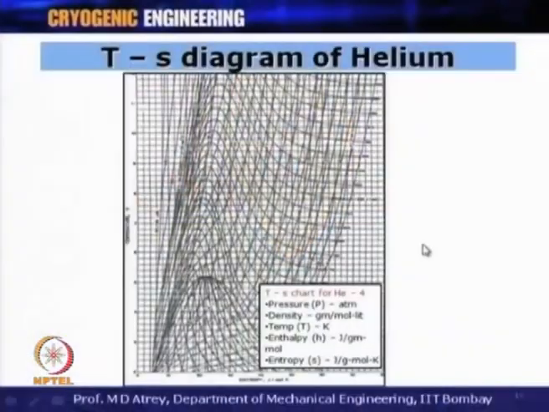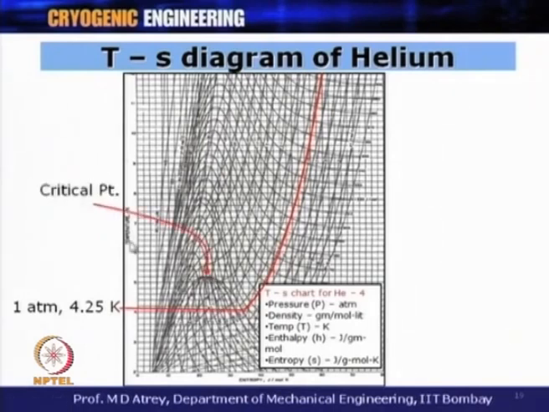Let us see the same properties on a TS diagram for helium. Here you can see the dome, and this is 5 Kelvin, which means that 5.2 is the critical point over here. And what you can see is again the pressure lines, enthalpy lines, and there are density lines also. On the x axis what you have is entropy. This is a 1 bar line. What you see is the boiling point of helium, which is 1 atmosphere and 4.2 Kelvin. This is the critical point, and the critical coordinates are 2.27 atmosphere and 5.25 Kelvin.